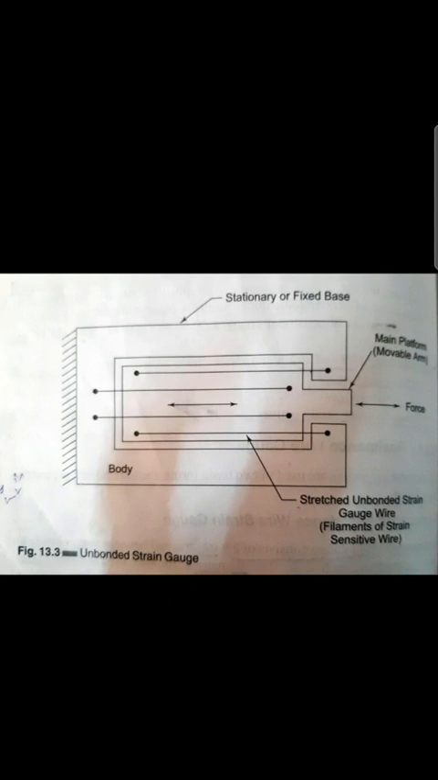The next transducer is the strain gauge. The strain gauge is an example of a passive transducer that uses the variation in electrical resistance in wire to sense the strain produced by the force on the wire. It is well known as stress. Stress means the force per unit area, whereas the strain is the elongation or compression per unit length.